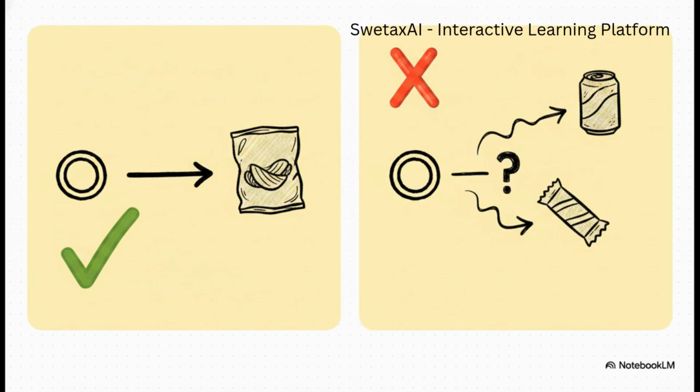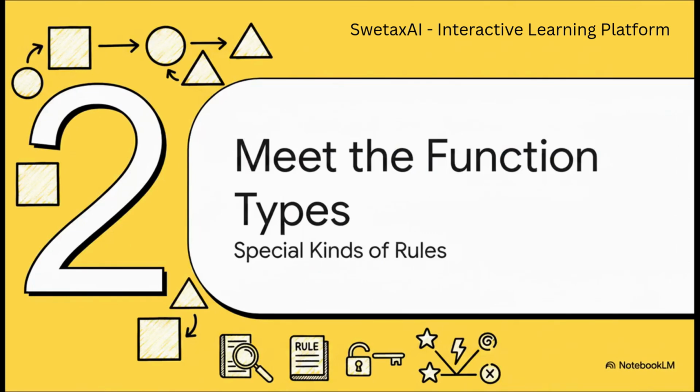A working machine is a perfect function. You press A1 for chips, you get chips, every single time. It's predictable. But what if you press C3 and sometimes you get a soda and other times a candy bar? That machine is broken. And in the world of math, that relationship is just not a function. One input, one predictable output. That's the whole game.